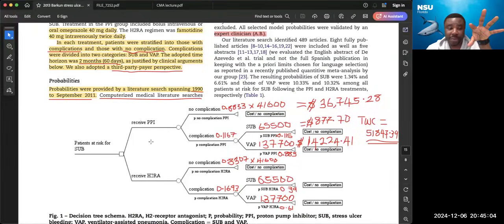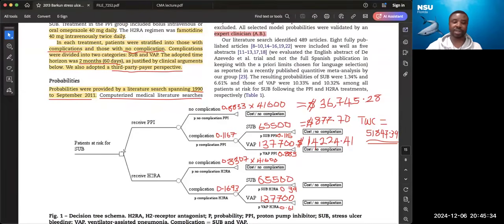So the total for the PPI is called the total weighted cost or the expected value. This, I said, is called the transition probability. And this is the total cost for branch 1. This here is the total cost for branch 2. And then this is the total cost for branch 3. I didn't do this one, so I'm not going to. You can just do this part.